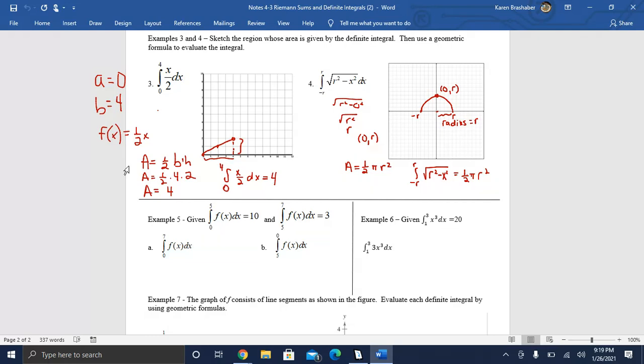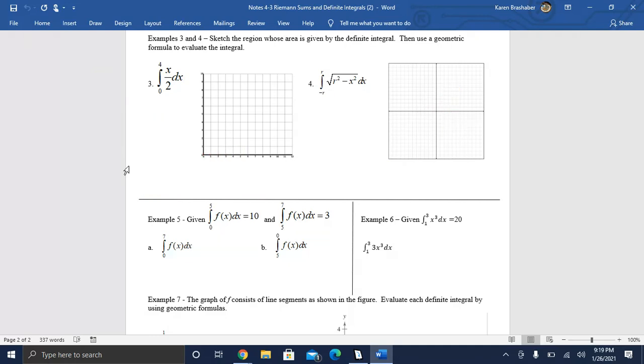We'll move on and take a look at some problems that use the properties of definite integrals. That will be examples 5 and 6. As you work on these problems in your homework, be sure to pay attention to your given information. That's going to be very important as you evaluate.